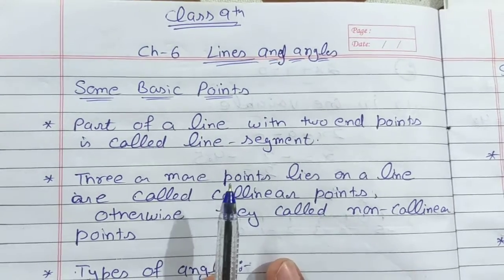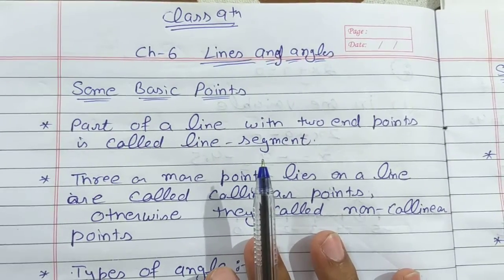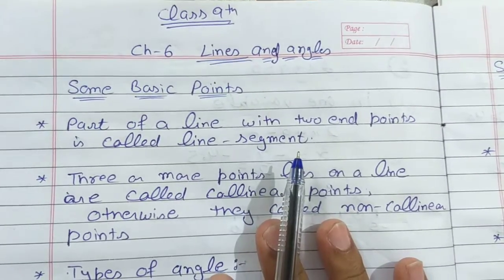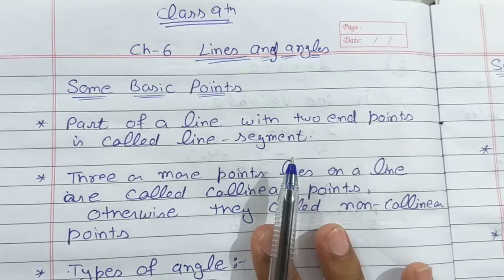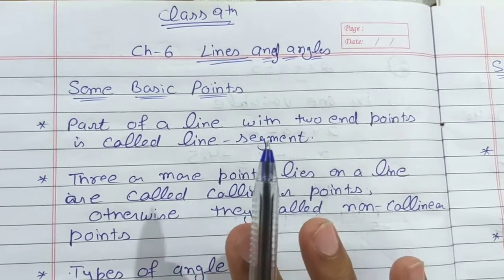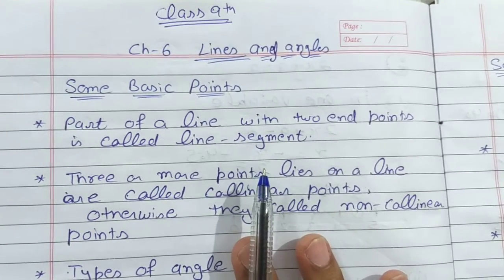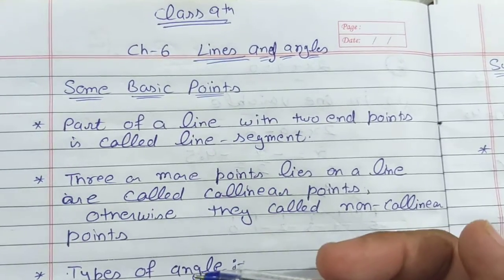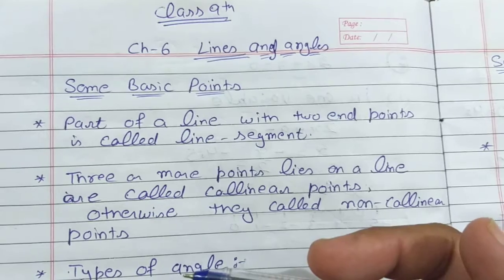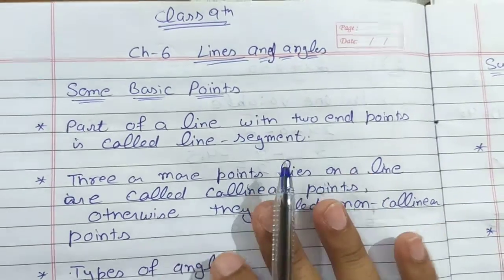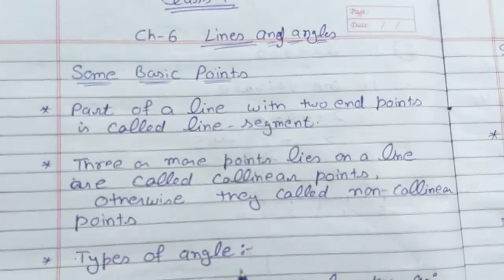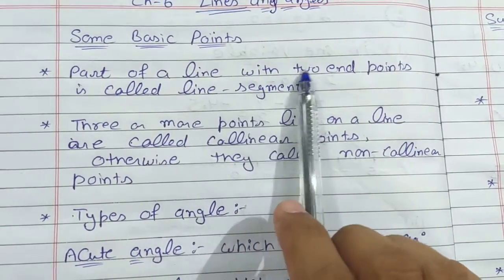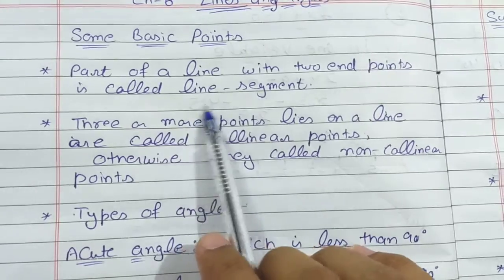In previous classes you have already learned about what angles are, how they are equal, and what about lines, whether they are parallel or they intersect each other. So here in this chapter, in this class, we will discuss some next level of questions based on these angles. So first of all, some basic points: the part of a line with two end points is called a line segment.